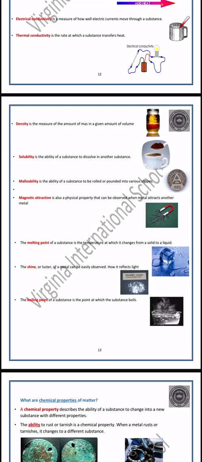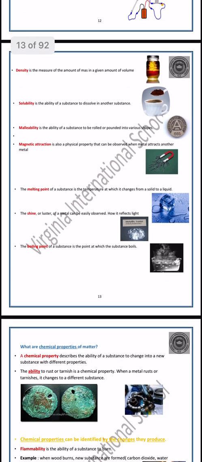What's melting point? The melting point is the point at which a solid changes from solid to liquid, it melts. So changing from a solid to liquid happens at a certain point that's called the melting point. Also, we have a property that's shining.